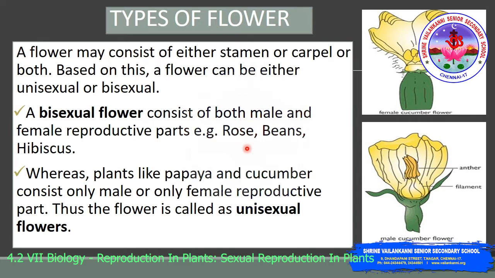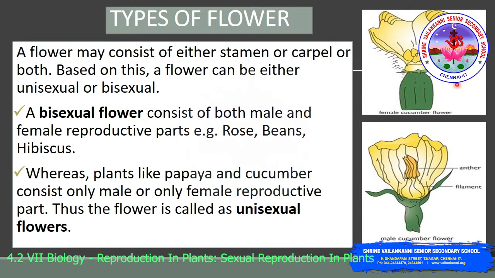Now, we shall study the types of flower. A flower may consist of either stamen or carpel or both. Based upon this, a flower can be either unisexual or bisexual. A bisexual flower consists of both male and female reproductive parts in the same flower. Examples are rose, beans, hibiscus. Whereas plants like papaya and cucumber have only male or only female reproductive parts in a single flower. Thus, these flowers are called unisexual flowers.